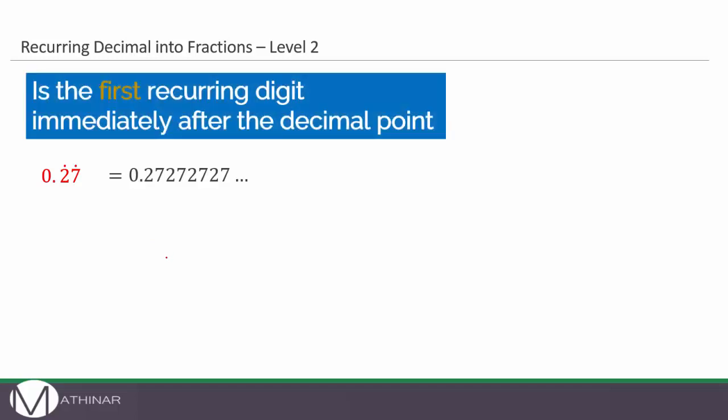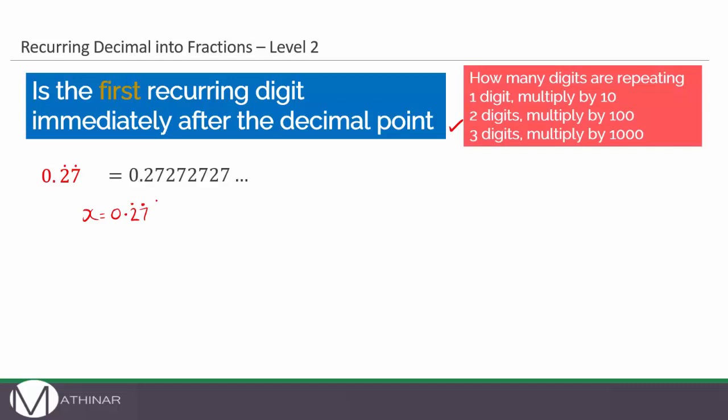Is the first recurring digit immediately after the decimal point? Well, let's have a look. Here's my decimal point, and here is my first recurring digit. So the answer to this question is yes. So I'm just going to write x equals 0.27 recurring.